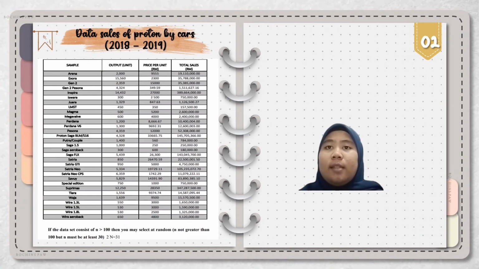This is the data of sales of Proton cars from 2018 until 2019. The data we have is a sample of n equals 31. For this data, the dependent variable is output, and the independent variable is price.